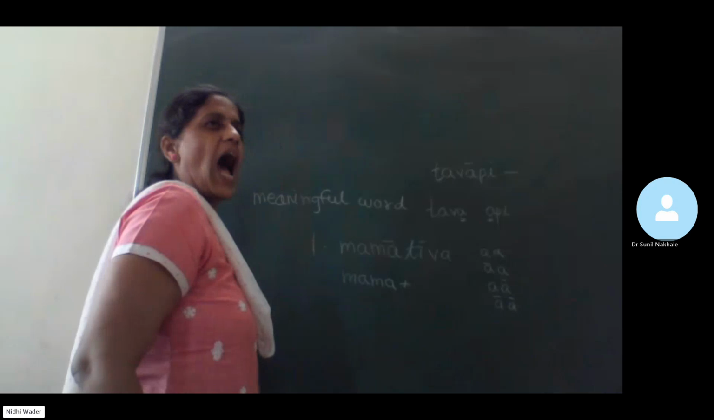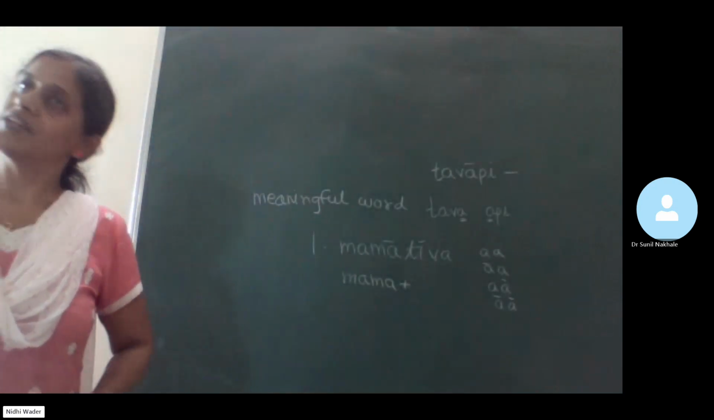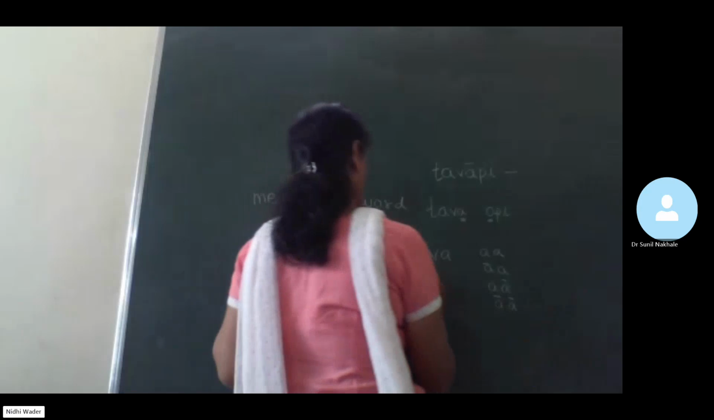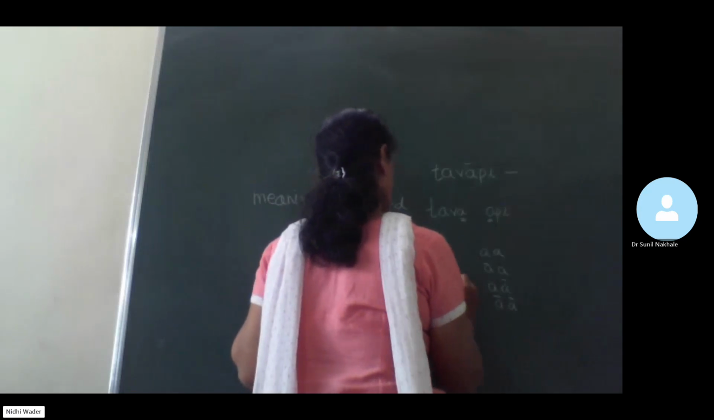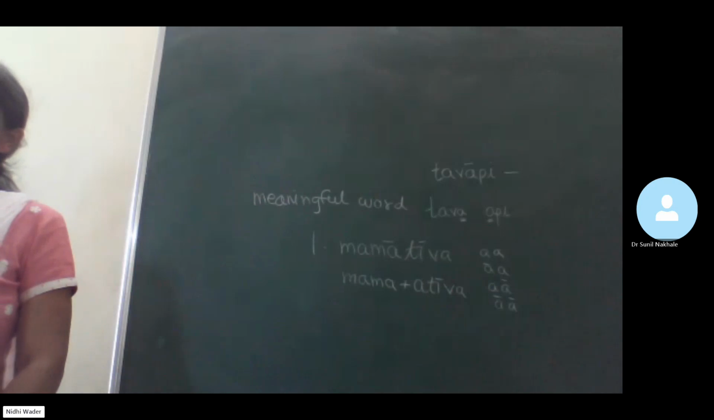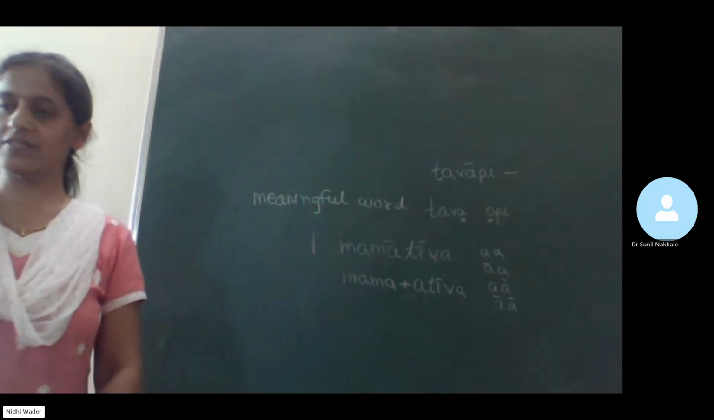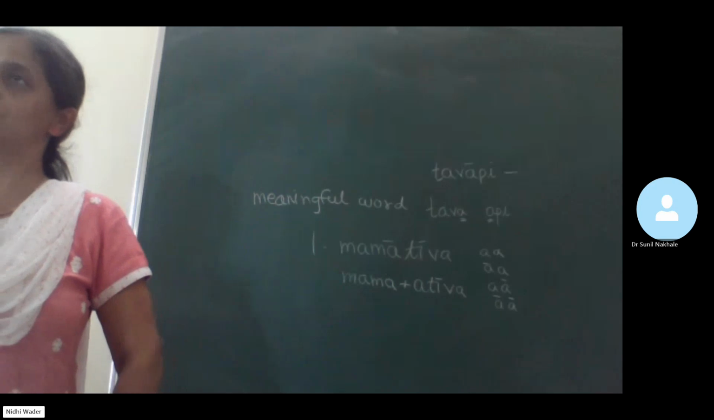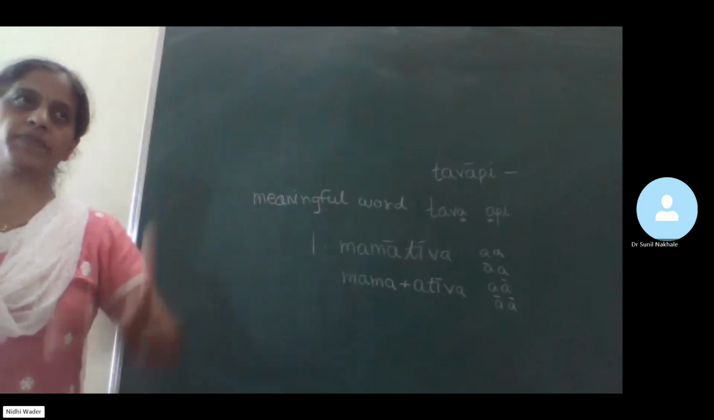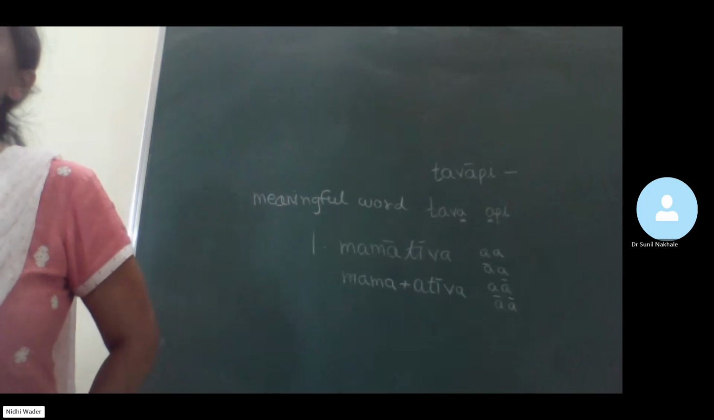Is there any word like ativa? So there is a word called ativa. We have learned the word ativa in indeclinables. So ativa is indeclinable. So then a plus a gives you a. So that is the first one. Understood? Yes. So you have to complete the whole exercise, 20 are given.